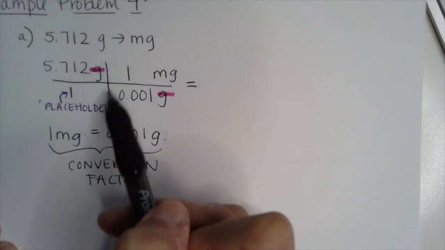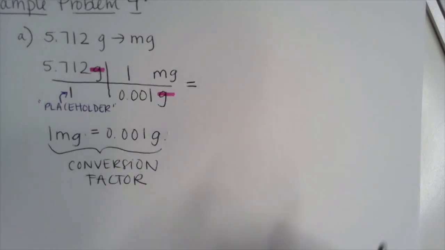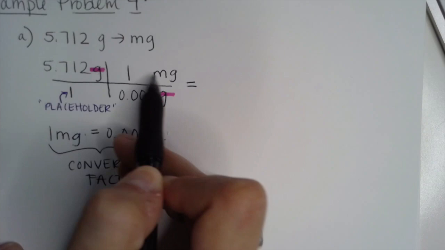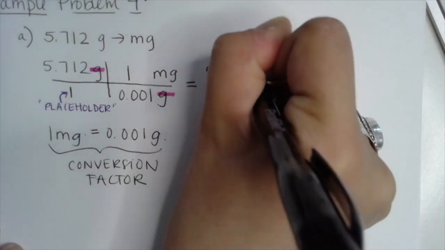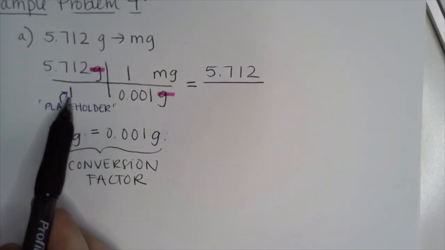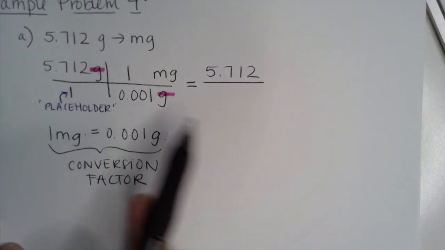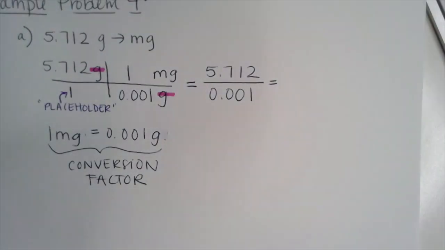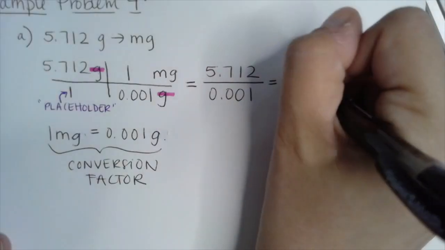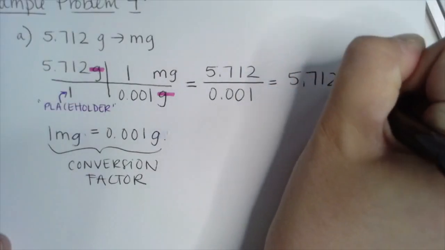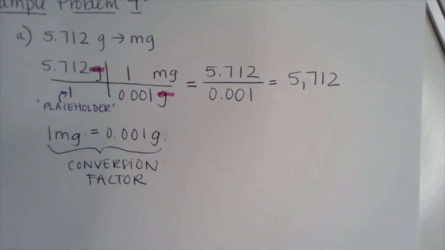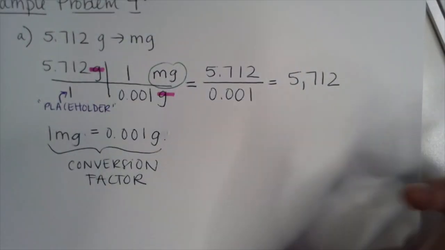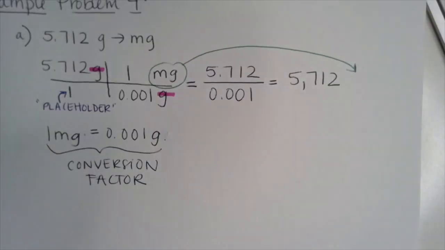Units are in the right place. The way we would solve this is you want to multiply straight across. So 5.712 times 1 is 5.712 over, and again, multiply straight across. 1 times 0.001 gives me 0.001. And then you're going to divide for the very last step. 5,712, that's a comma. Do not forget the units. Units are super, super important. So whatever unit you're left with on top that's not crossed out, that's going to be the unit for your final answer. Milligrams.